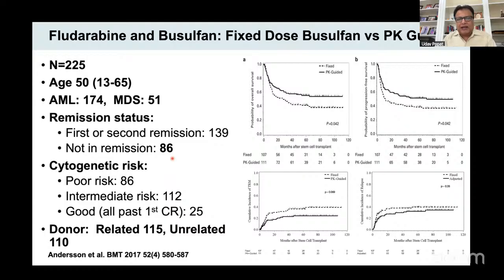So we took this to AML and MDS. We did a randomized trial, and some of you can look at this. It was published in Bone Marrow Transplant in 2017.